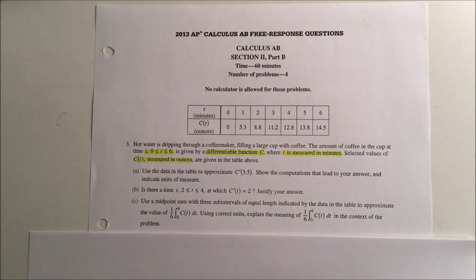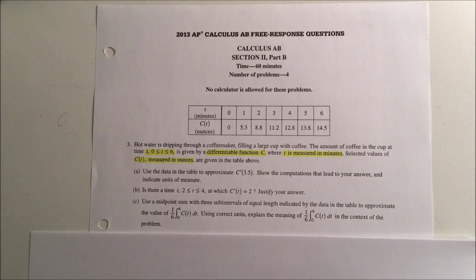In part C, the problem asks us to find the approximated value of 1/6 multiplied by the integral of c of t from 0 to 6 using a midpoint sum and 3 subintervals of equal length. The second part of the question asks us to determine the context of the integral in this problem. To use the midpoint sum and 3 subintervals of equal length to approximate the integral of c of t from 0 to 6, we cannot make up points such as taking the midpoint from 0 to 2 using the midpoint formula.